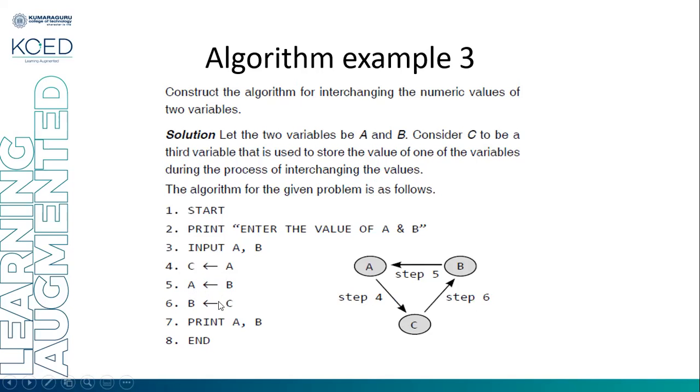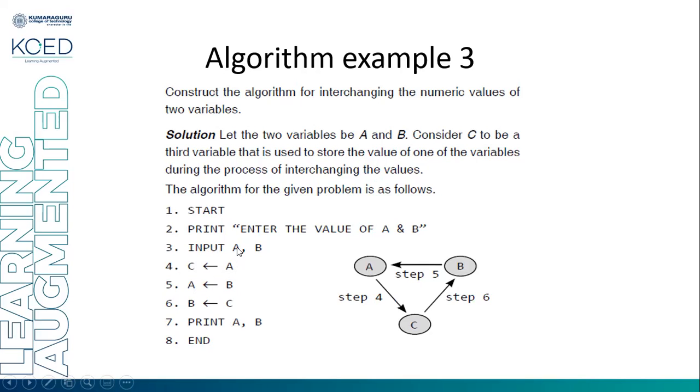Then assign the value of C to B. What is C having? C is having the old value of A. So now the old value of A gets stored in B. So in this manner, the value of B is stored in A, and the old value of A is stored in B. Print A comma B.